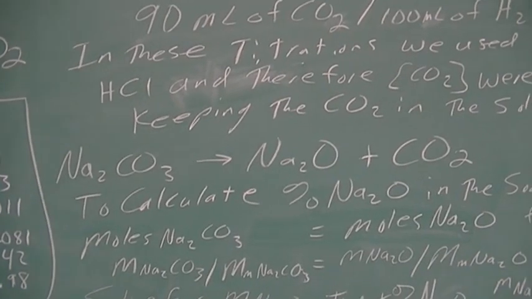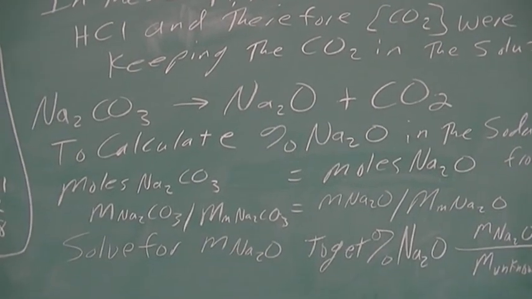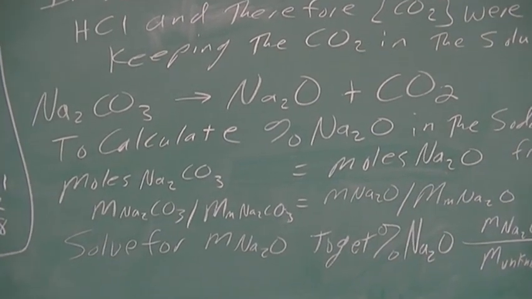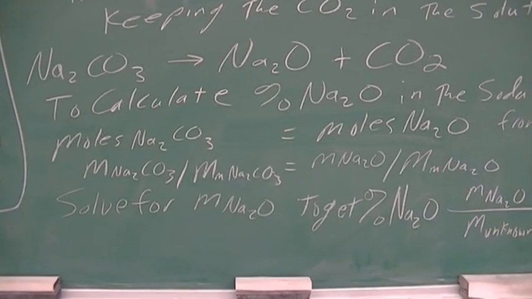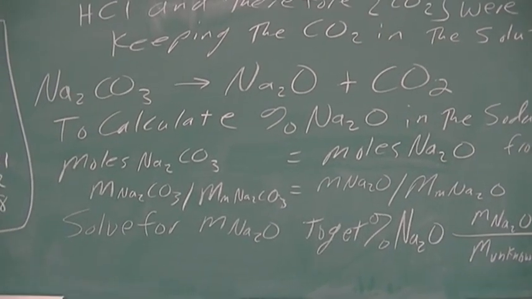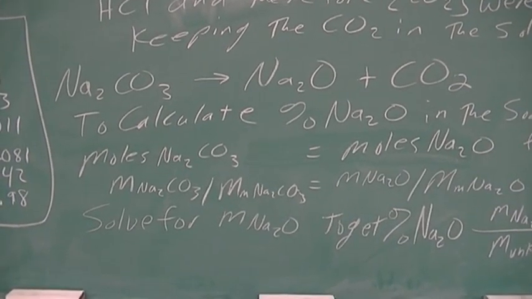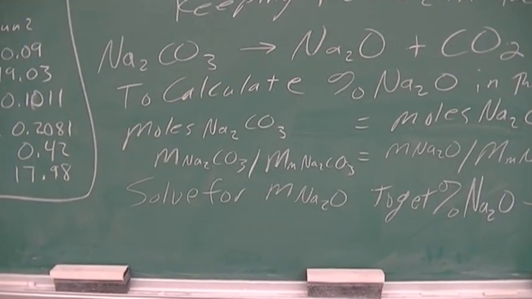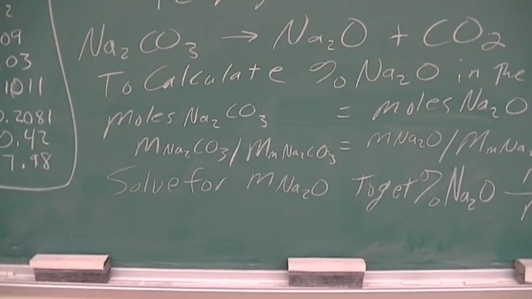All right. Now, the last part is to find the percent of sodium oxide in the unknown. So your sodium carbonate is easily converted to sodium oxide and CO2 by heating it. So to calculate the percent of sodium oxide in the soda ash unknown from this reaction, we see that 1 mole of sodium carbonate would produce 1 mole of sodium oxide. And so to find the moles of sodium carbonate, you simply take the mass of sodium carbonate that we got from the titration of the unknown, divide by the molar mass of sodium carbonate.